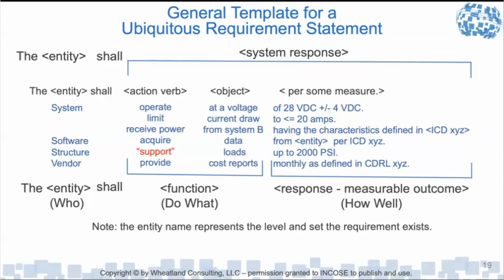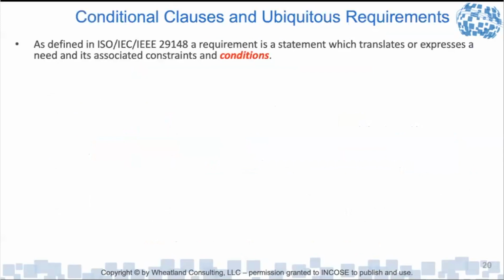And it's important when you look at the name, system, software, structure, vendor, that entity says that whatever that name is, then that is going to be included in the set for that entity. And we don't want to mix those different entity requirements in the same set of requirements. What's missing here is under what conditions.